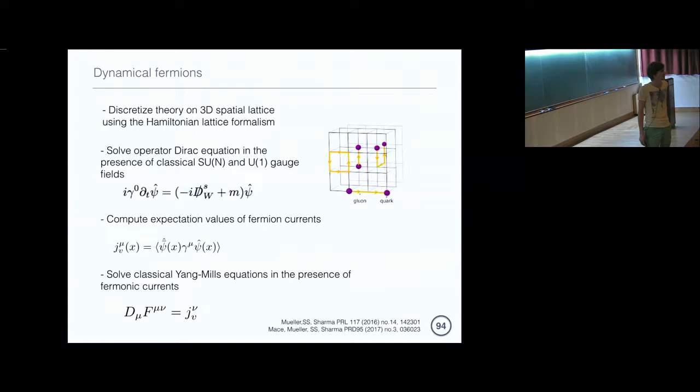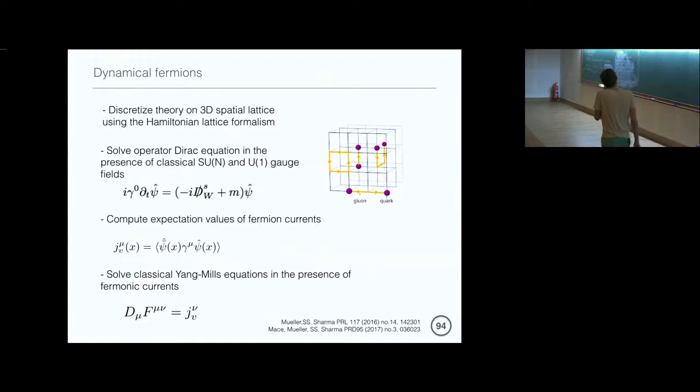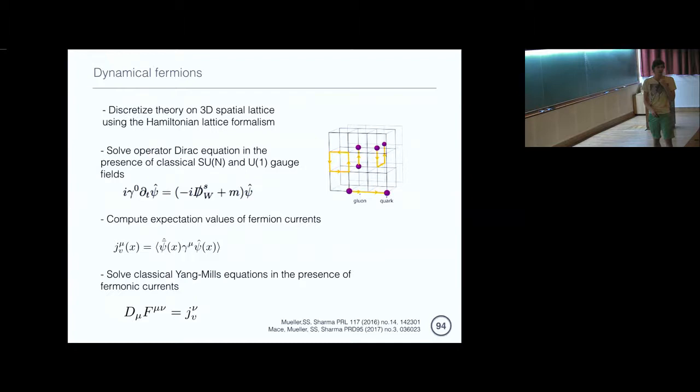Good. Now there's one thing which is awkward about this. I have this operator equation, so how do I solve this? I know how to put a number on my computer, but how do I put an operator on my computer? It's not entirely obvious. The good thing here is that by discretizing the theory on the lattice, you have rendered this infinite dimensional Hilbert space finite dimensional for fermions.